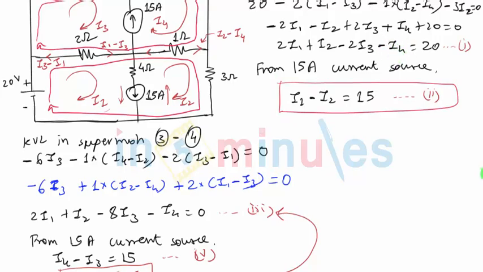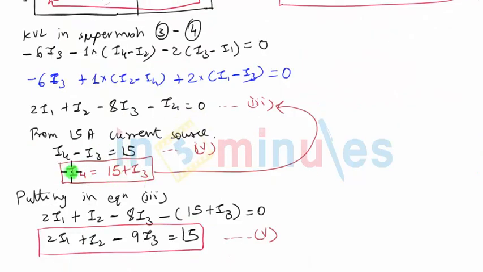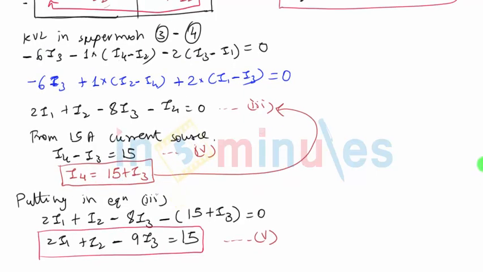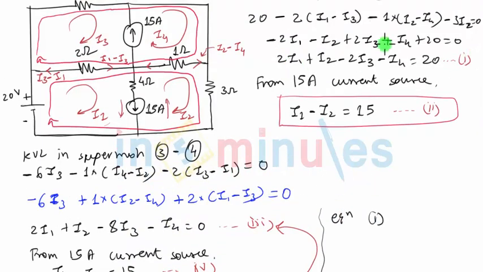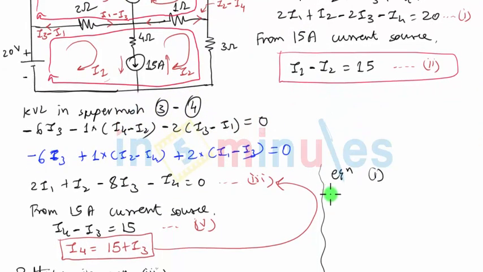So what we are going to do is, this substitution that we had done for i4 in equation number 3, I'm going to replace this in equation number 1 also. Let's do that. So I'll quickly consider equation 1 once again. Equation 1 was this whole thing: 2i1 plus i2 minus 2i3 minus i4 equal to 20.